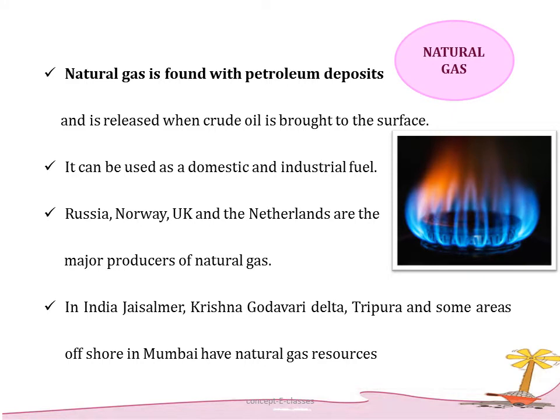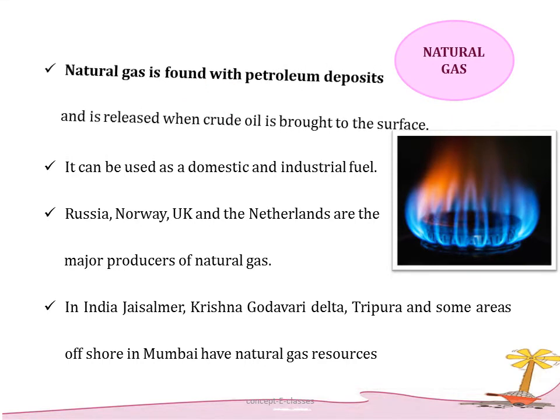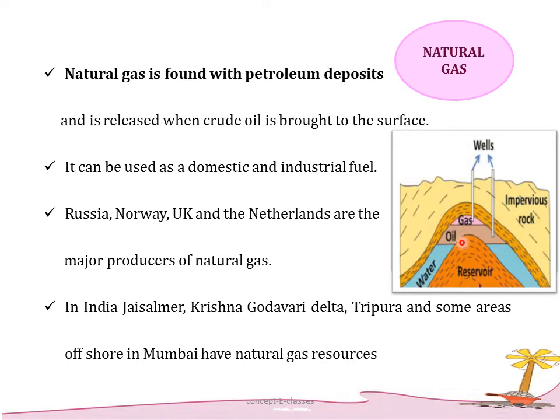Now, natural gas is found with petroleum deposits and is released when the crude oil is brought to the surface. So this is how natural gas is found here. We have discussed how petroleum, natural gas and coal are formed in Chapter 5 of class 8 science. If you have any doubts, you can refer to the slides of the corresponding chapter.